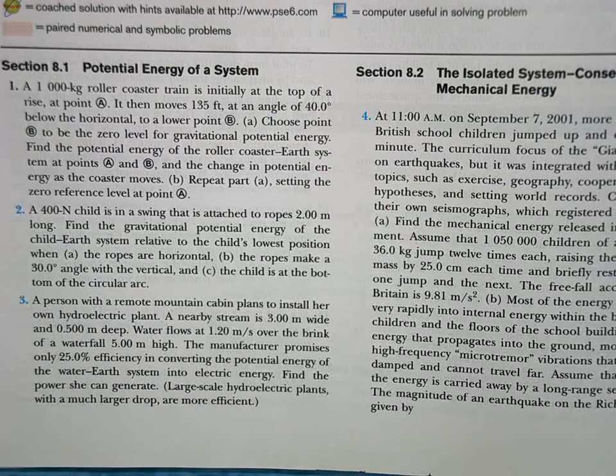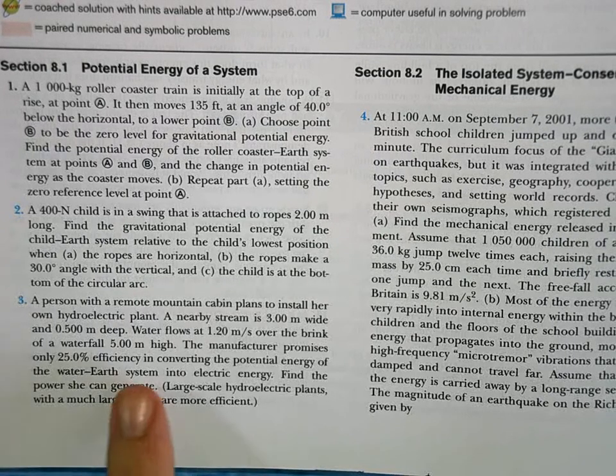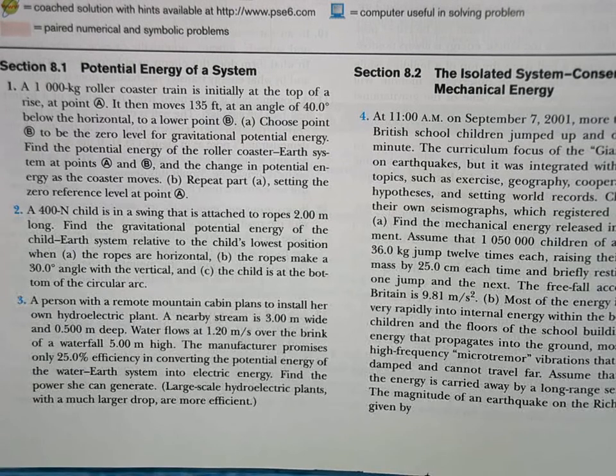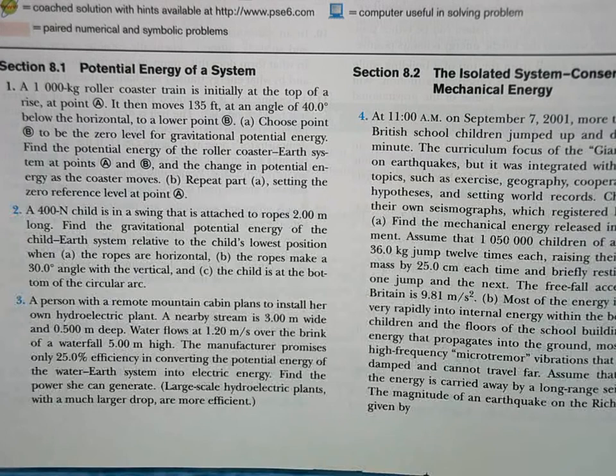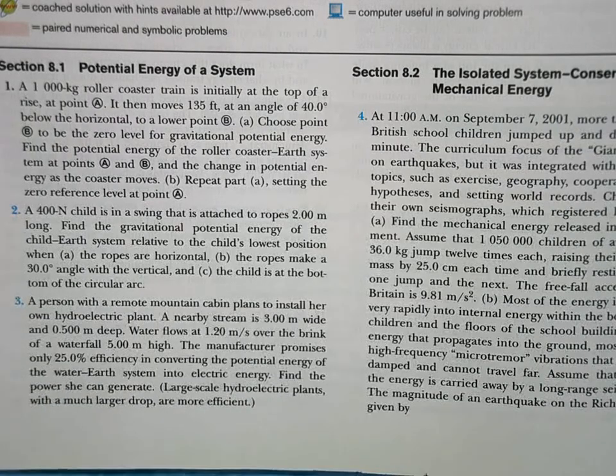A nearby stream is 3 meters wide and 0.5 meters deep, and water flows at 1.2 meters per second over the brink of a waterfall that's 5 meters high. The manufacturer promises only 25% efficiency in converting the potential energy of the water-earth system into electric energy. Find the power she can generate. And it says large-scale hydroelectric plants with a much larger drop are more efficient. Okay.